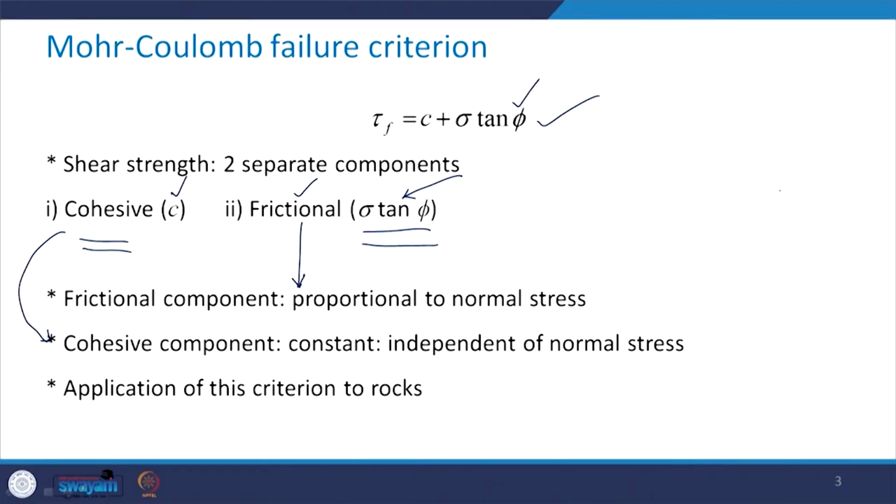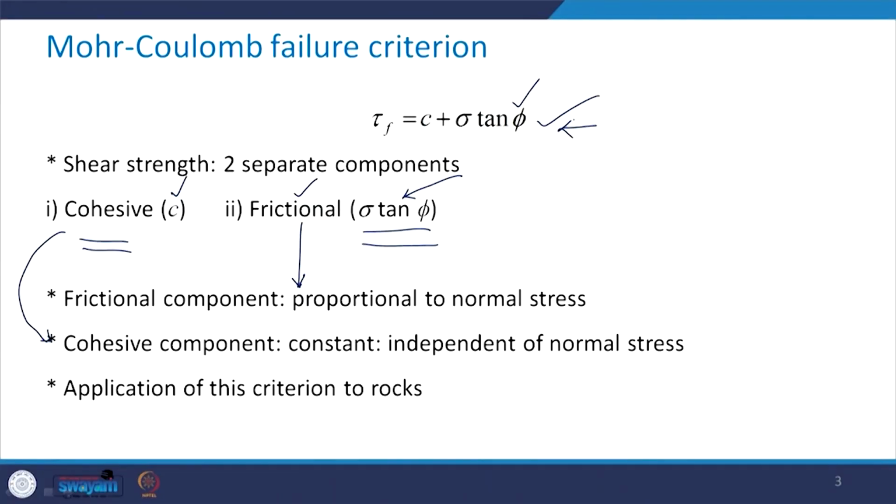We all know that this criterion is quite well applicable in the case of soils. Let us see whether this can be applied in the case of rocks or not in this particular form itself. If it is not applicable in this form to the case of rocks, then we will see what modification should be made to this criterion so that it can be applicable in the case of rocks.